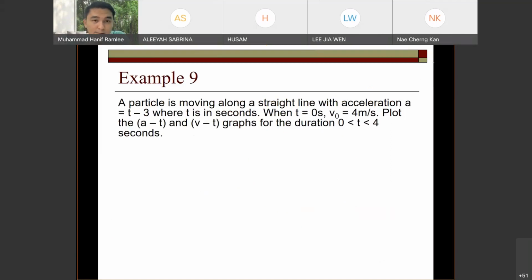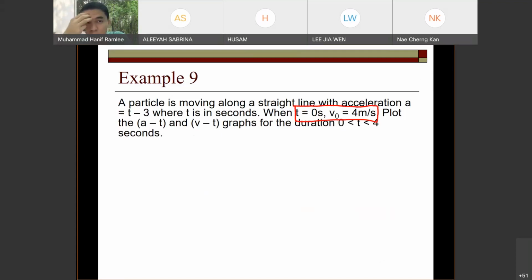The question is only in sentences, no figure, no graph. So you have to answer it. As long as the equation is there, you can develop and draw the graph. A particle is moving along a straight line with acceleration a equal to t minus 3, where t is in seconds. When t is 0, v naught is equal to 4 meter per second. So this is the initial condition that you have to utilize.